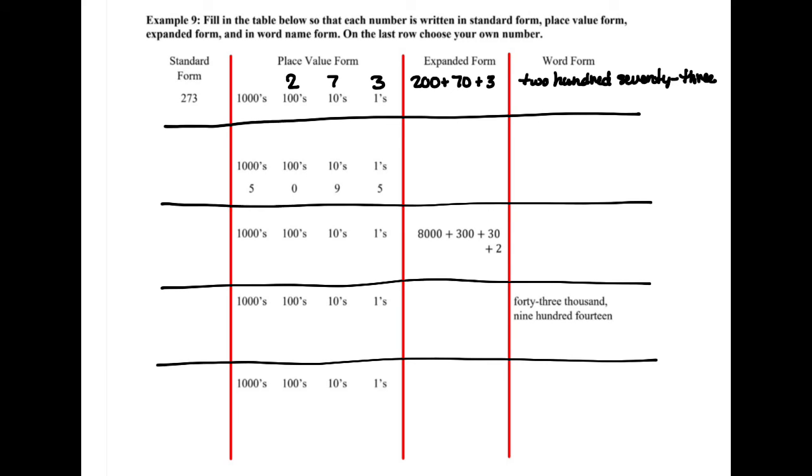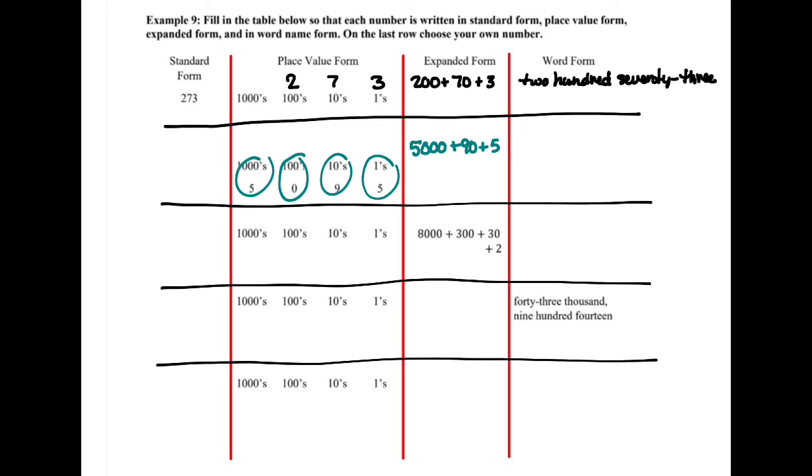Okay, let's do this. So the second row we have, oh, I put my numbers above it and they put their numbers below it, didn't they? Okay, doesn't matter how you do it. Okay, so 5 thousands. I'm going to do the expanded form next. So we have 5 thousands, no hundreds, 9 tens, so there's a 90, and 5 ones, so that's 5.